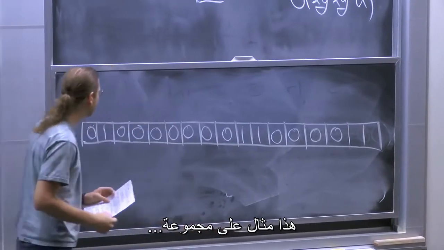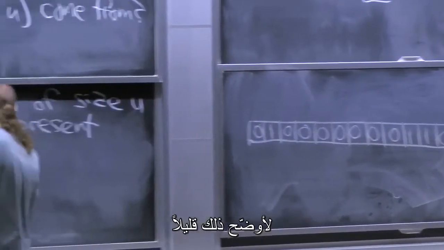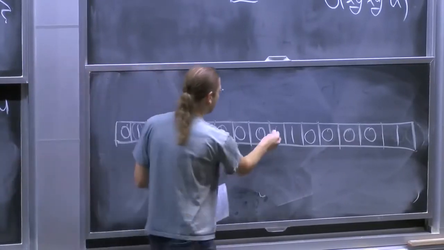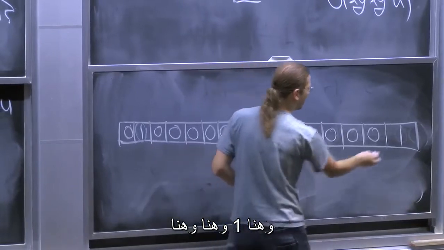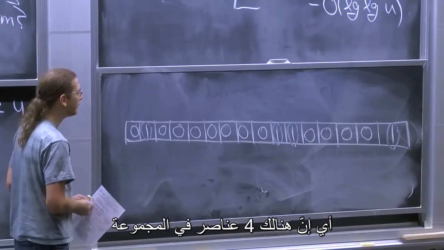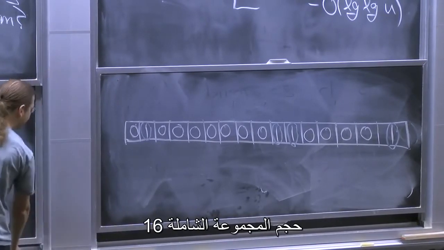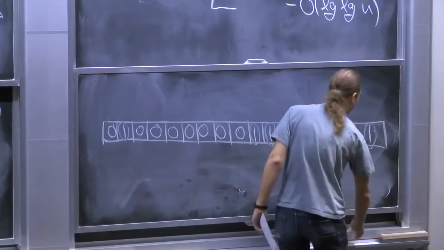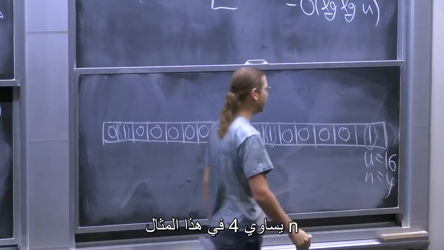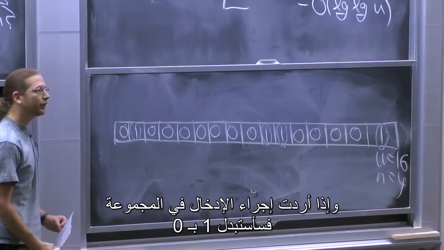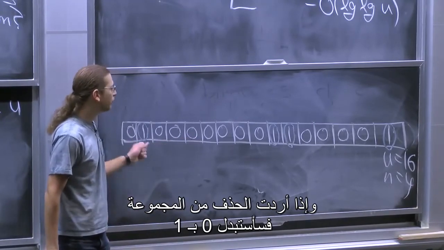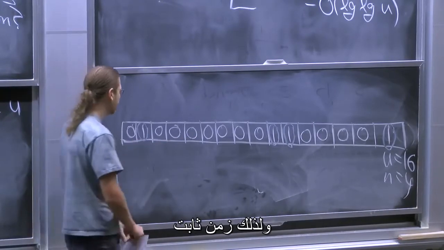So this is an example of a set with, if I maybe highlight a little bit, here's a 1, here's a 1, a 1, and a 1. So there are 4 elements in this set. The universe size is 16. N equals 4 in this particular example. If I want to insert into the set, I just change 0 to a 1. If I want to delete from the set, I change a 1 to a 0. So those are constant time. Good.